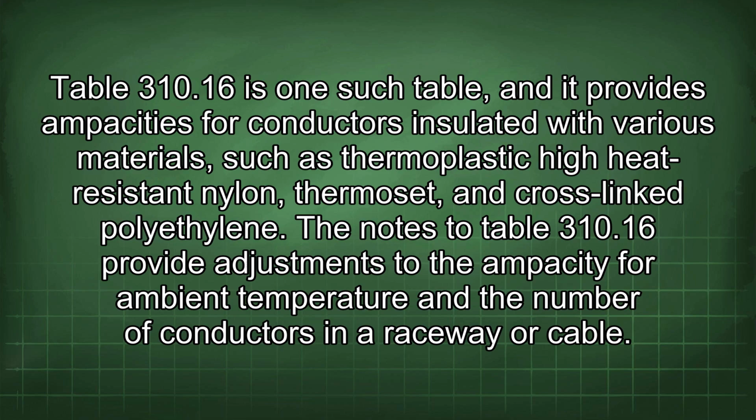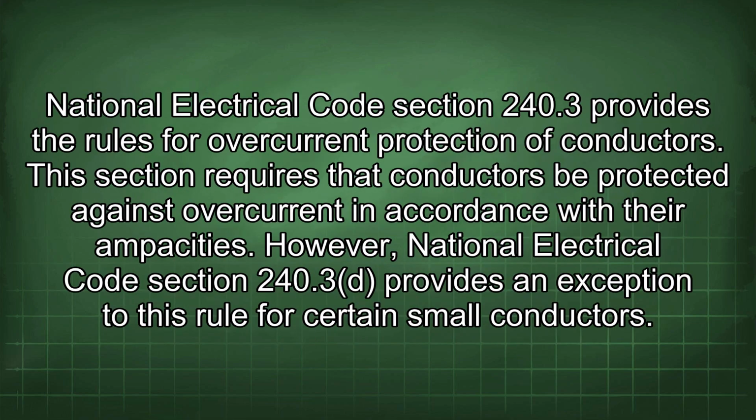Table 310.16 is one such table, and it provides ampacities for conductors insulated with various materials, such as thermoplastic, high heat-resistant nylon, thermoset, and cross-linked polyethylene. The notes to Table 310.16 provide adjustments to the ampacity for ambient temperature and the number of conductors in a raceway or cable. National Electrical Code section 240.3 provides the rules for overcurrent protection of conductors. This section requires that conductors be protected against overcurrent in accordance with their ampacities.